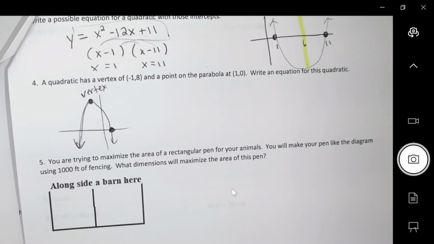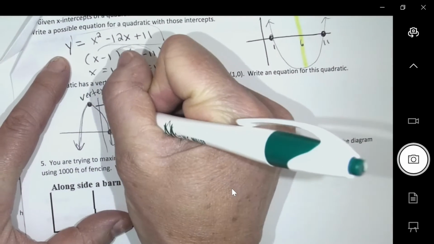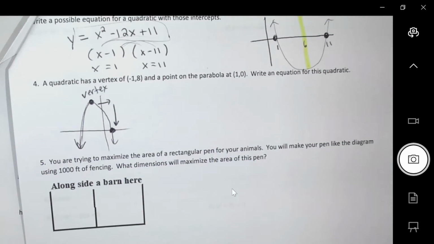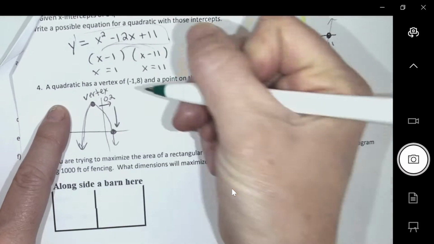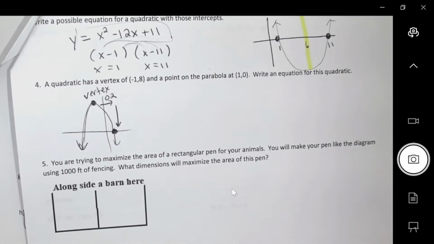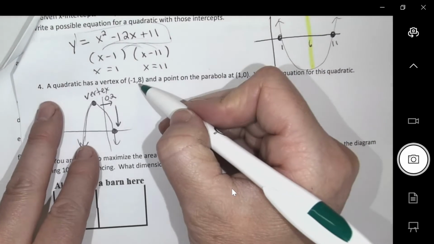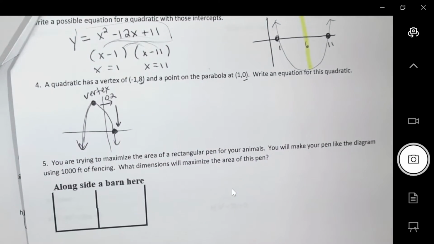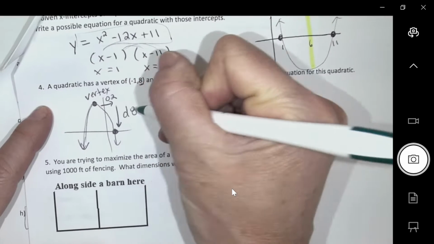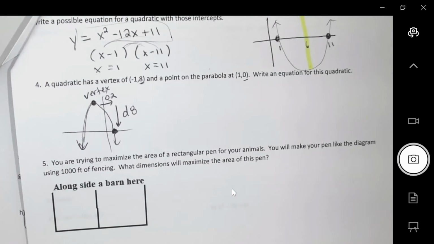So here's my question for you. Tell me what you did to get there. If you were to walk there on a path, how much did you go over and down? You were at -1, and now you're over at +1. How many steps is that? 2? From -1 to 0 to 1, that's 2. And how much did you move here? You were at 8, and now you're at 0. So you went over 2 and down 8.